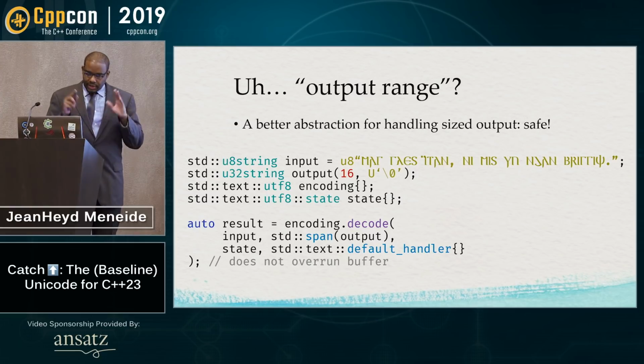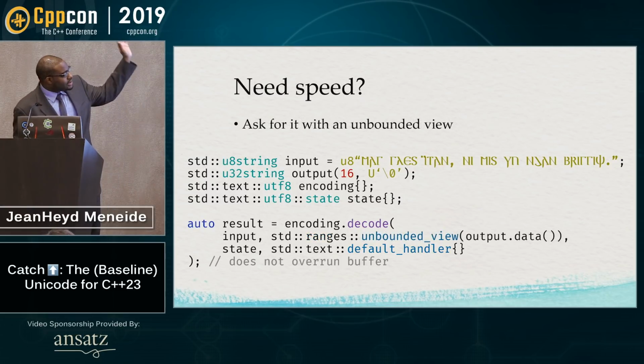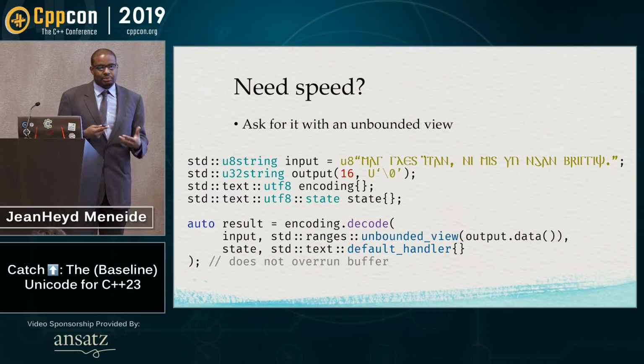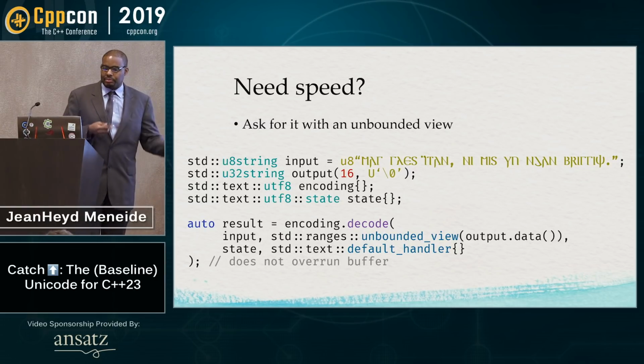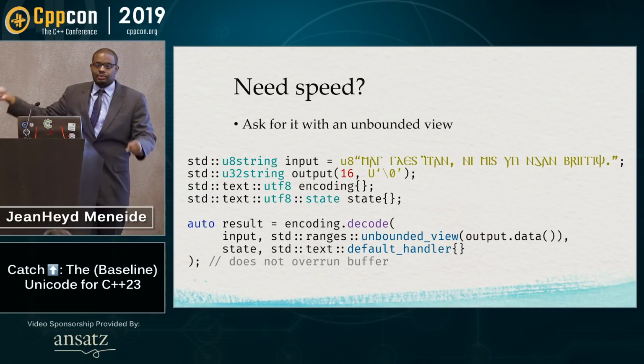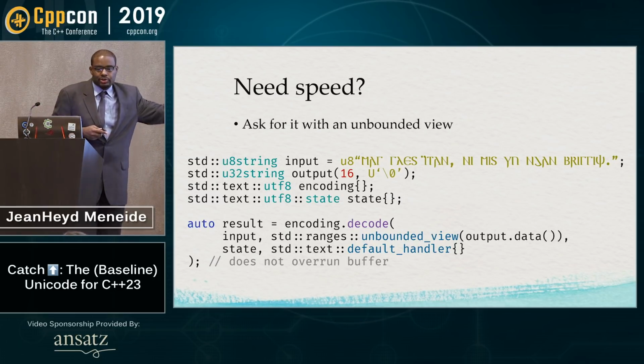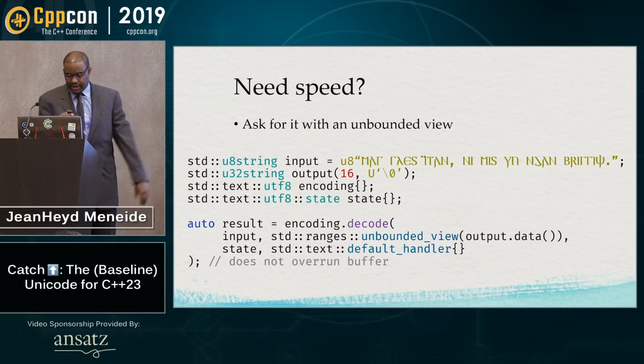Of course, there are those people who will say, listen, I checked my sizes, I checked my buffers, I don't need your safety. This is one way to get more speed out of it. This is something called the unbounded view. The unbounded view takes a single iterator and has an unreachable sentinel. So it basically counts from 0 to the end of time. You can keep using that iterator, keep incrementing, and every time you compare it to the end, it says, yep, there's still more space. You can totally overrun your buffer, but this is for the people who say, yes, I've checked everything, it's totally safe, it's fine.